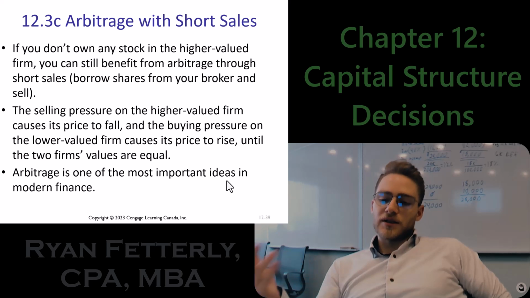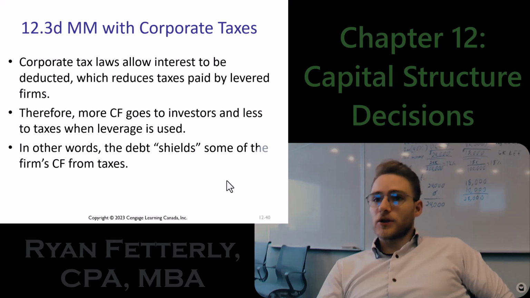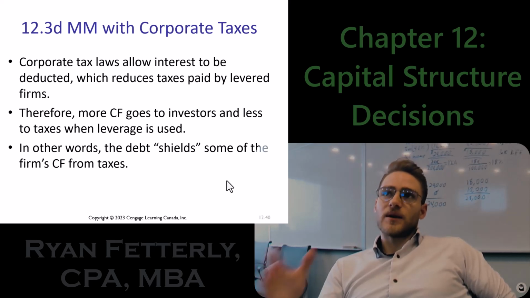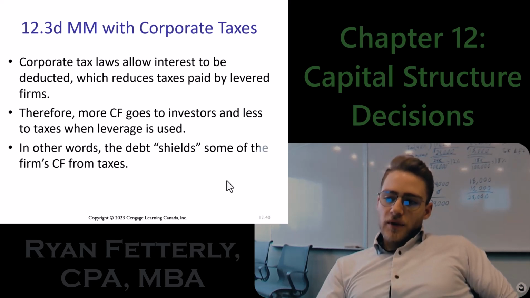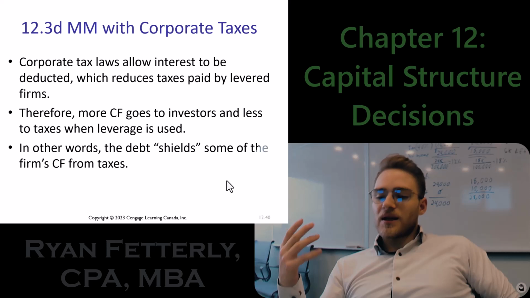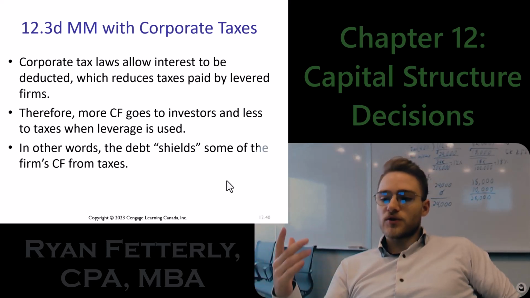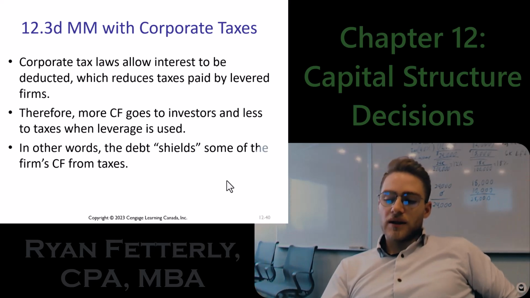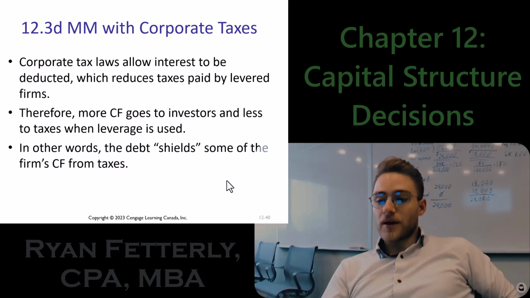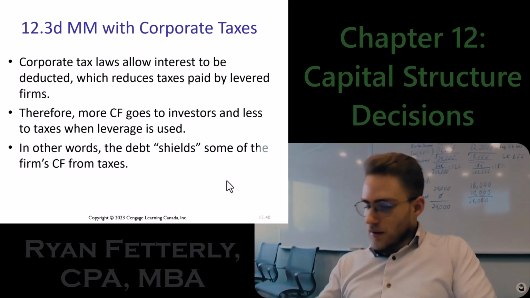But arbitrage is one of the most important ideas in modern finance, right? It's that the market drives valuations of firms, and they will pick up on discrepancies. So, the Miller model with corporate taxes. Corporate tax laws allow interest to be deducted, which reduces tax paid by levered firms. Therefore, more cash flow goes to investors, as we see here, and less to taxes when leverage is used. So in other words, the debt shields some of the firm's cash flows from tax.